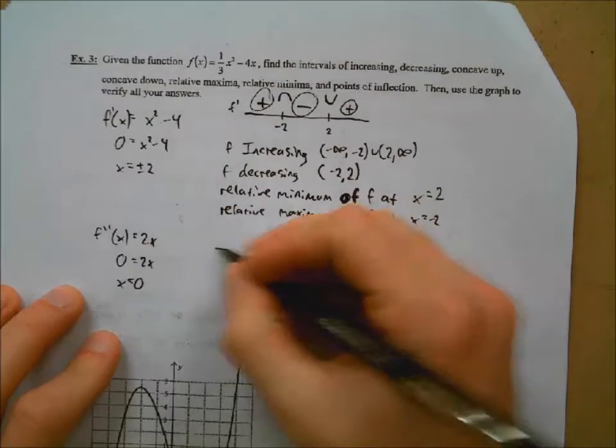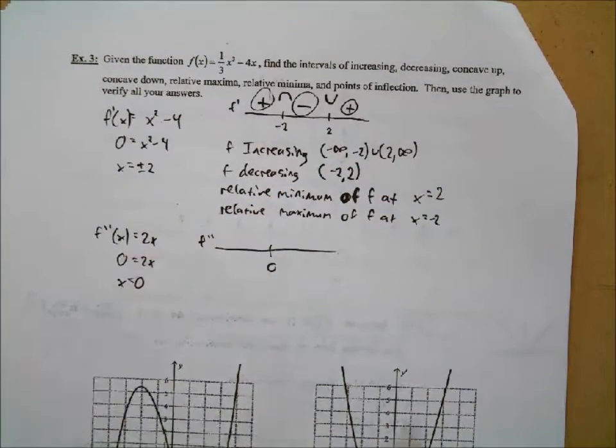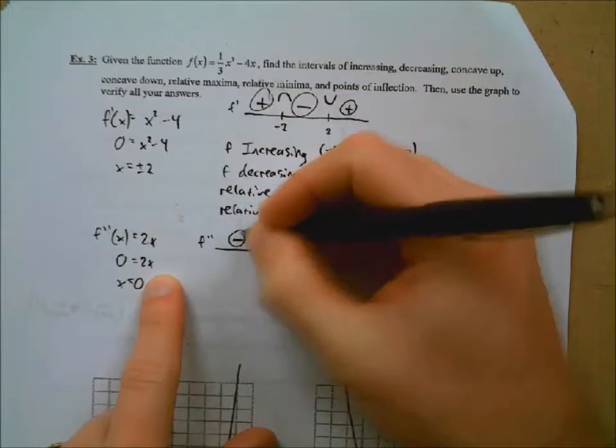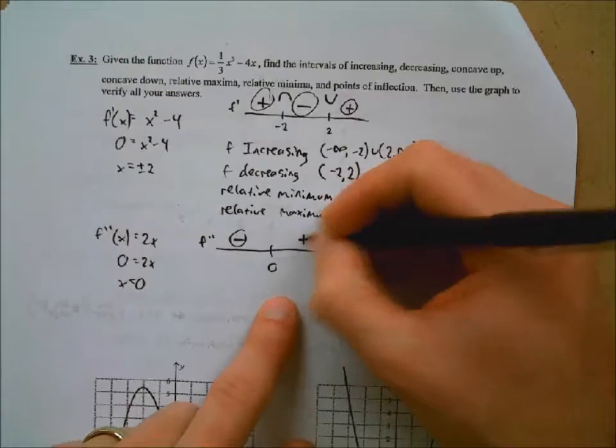And so we'll make our little number line here. That's kind of nice. Okay, for f prime prime, we'll check to the left of 0. To the left of 0, we use negative 1. 2 times negative 1 is negative 2, so it's negative on that interval. And to the right of 0, 1. 2 times 1 is positive 2, so it's positive on the interval.